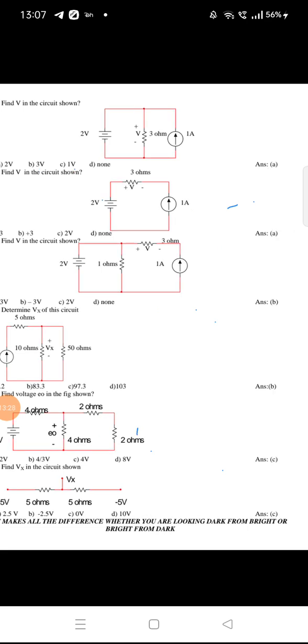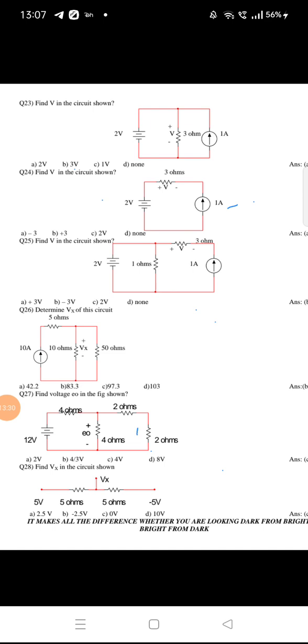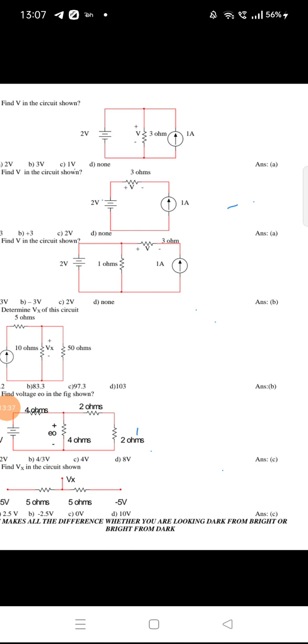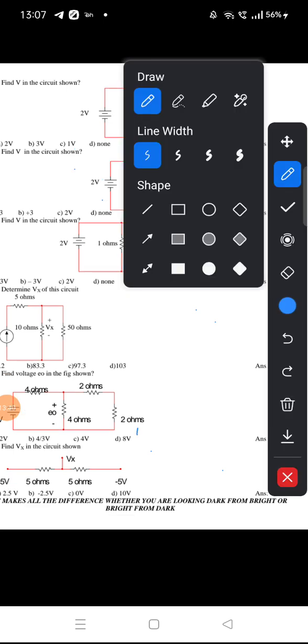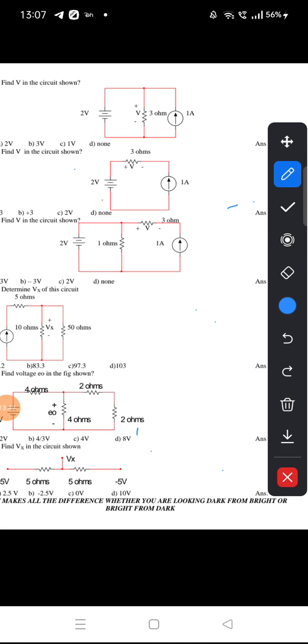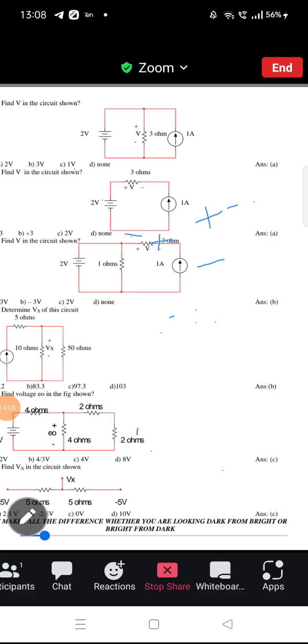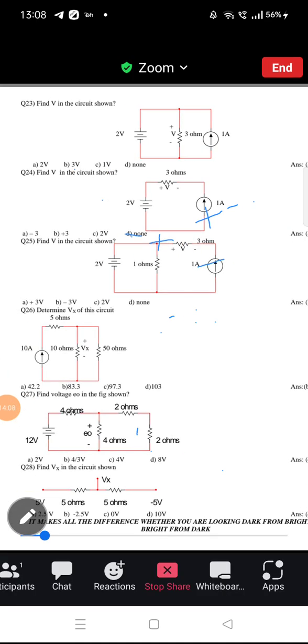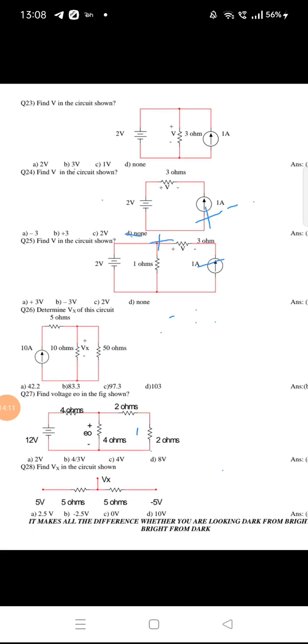Next, find the voltage in the circuit shown in the figure. Now see here, I need to calculate the voltage across the 3 ohm resistor. Again here the polarities will be minus plus. Based upon the supply polarities, across the resistor it should be plus minus, but he has given reverse polarity. Then this voltage value is again minus 3 volts, right? That is the second option. Similarly you can solve this problem.